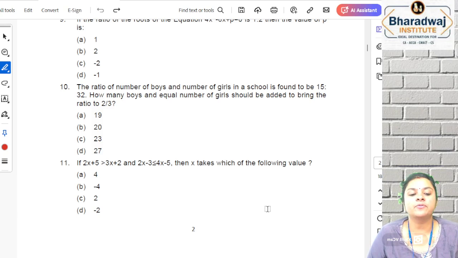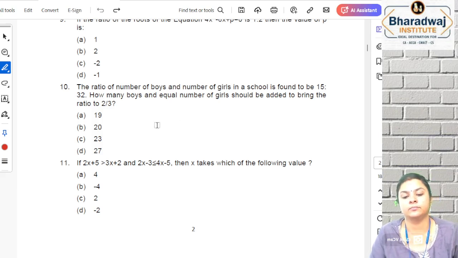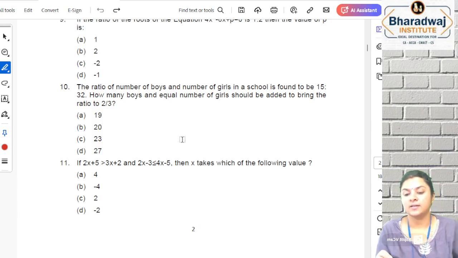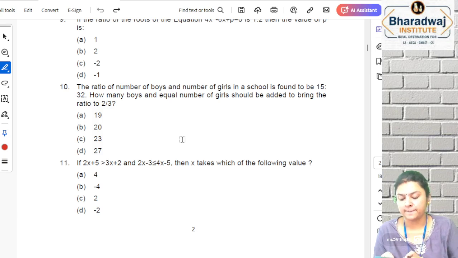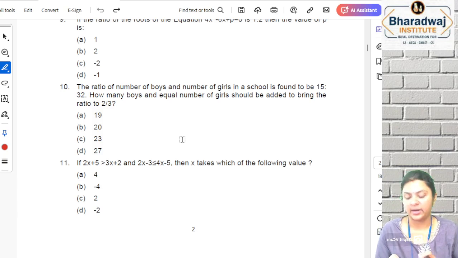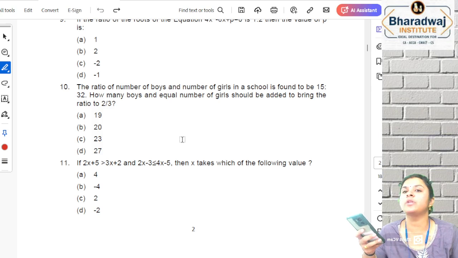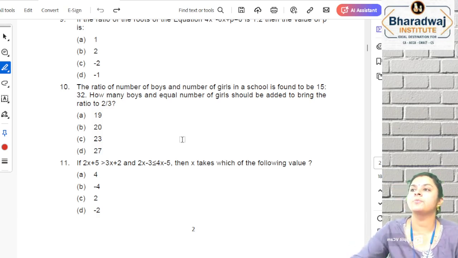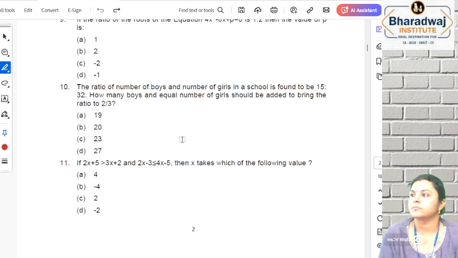The ratio of number of boys and number of girls is found to be 15:32. How many boys and equal number of girls should be added to bring the ratio as 2:3? Just add and check. You need not do equation computation and all. So add 15 plus 19. 15 plus 19 is 34. And 32 plus 19 is 51. Now 34 and 51, are they in the ratio of 2:3? Yes. 17 into 3 is 51, 17 into 2 is 34. So answer is directly option A, 19. Right?